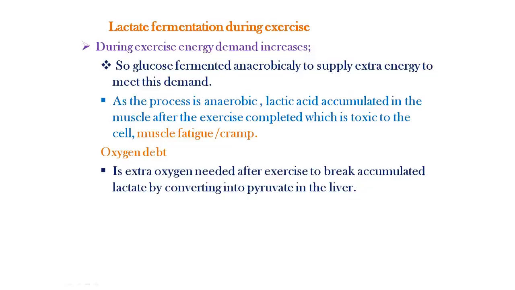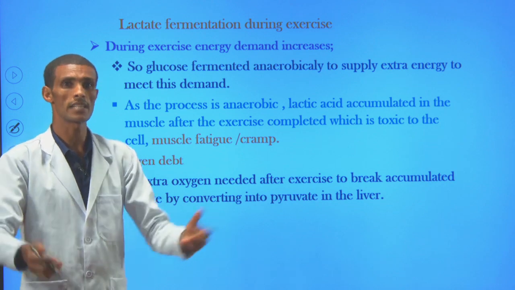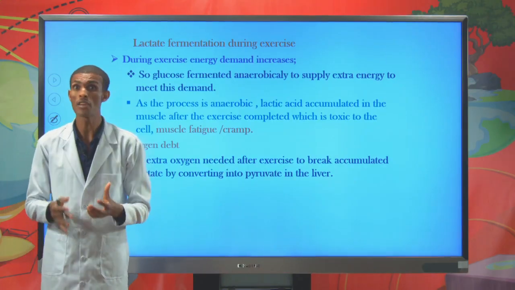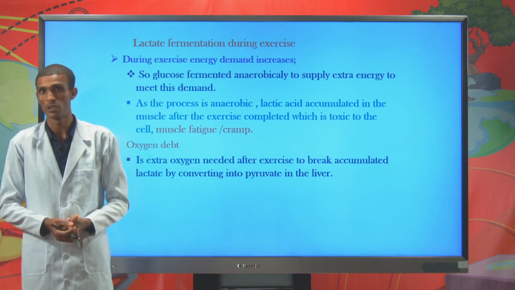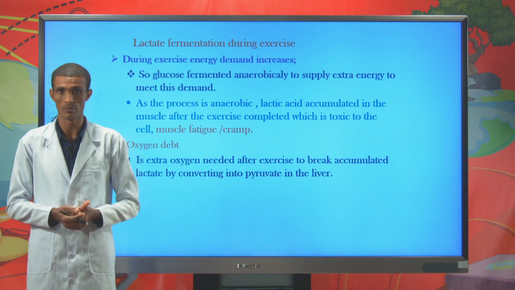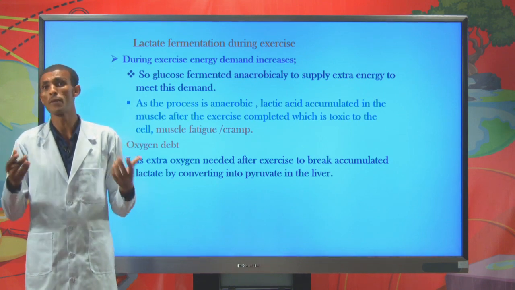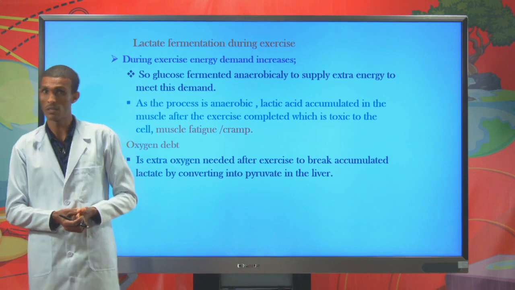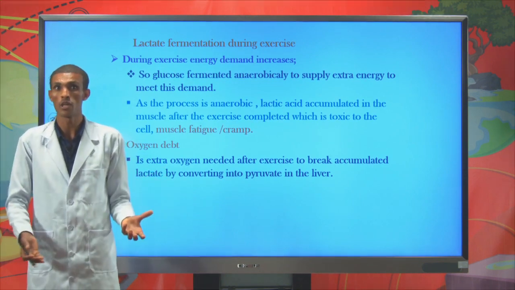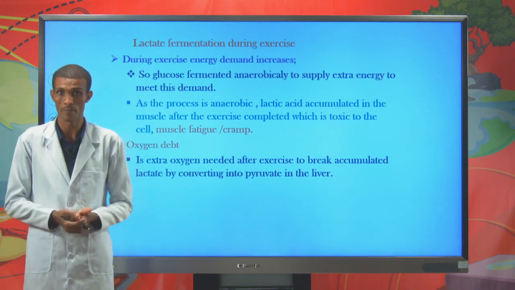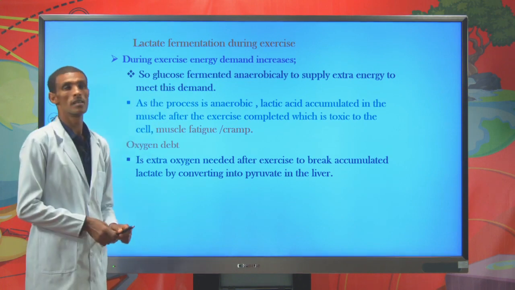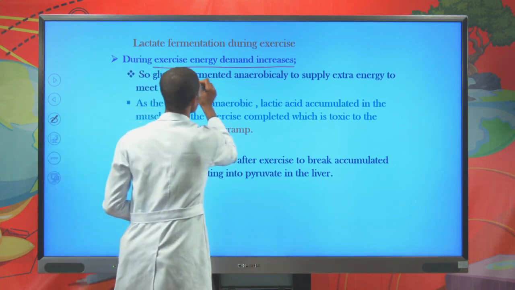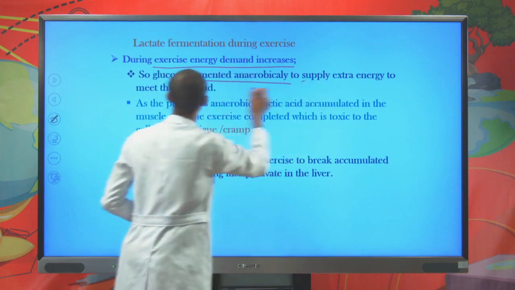Now the consequence of lactic fermentation during exercise. During exercise, the energy demand of the cell increases. For example, if a dog is running at you to bite you, you are going to run away to escape. Because the aerobic pathway is a slow process, it may not provide immediate energy for the activity. So the cell prefers to respire anaerobically to get immediate energy for this emergency. Glucose must be fermented anaerobically to supply the extra energy demand of the cell.